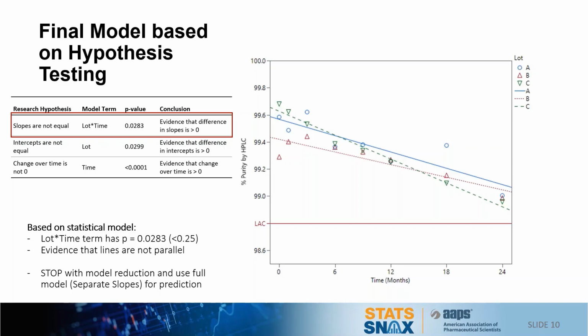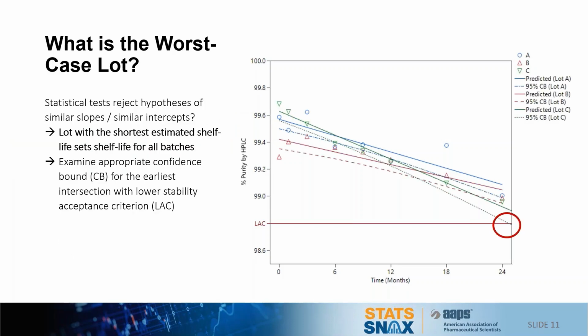Per Q1E, the lot with the shortest estimated shelf life sets the shelf life for all batches. I'm going to call this lot the worst case lot. So how do we determine the worst case lot? Typically, in the separate slopes model, the lot with the most extreme slope is the worst case lot. However, we still need to calculate the confidence bounds on each lot because it's the intersection of the confidence bound and the specification that sets the shelf life. In this example, lot C is the worst case lot because its confidence bound intersects the specification soonest out of the three lots.